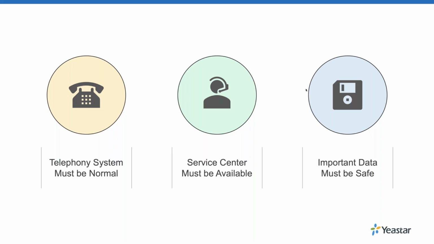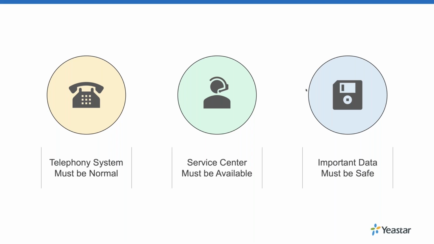The first one is that the telephony system must be normal. It doesn't matter what kind of solution you provide for redundancy, for high availability. I just care that if something goes wrong on my primary system, when the secondary system takes over everything, the telephony system must be normal. All of my call features should be okay, same as before. That's exactly what they care about.